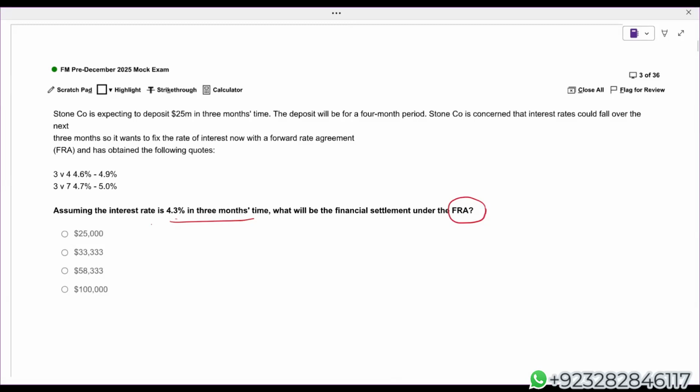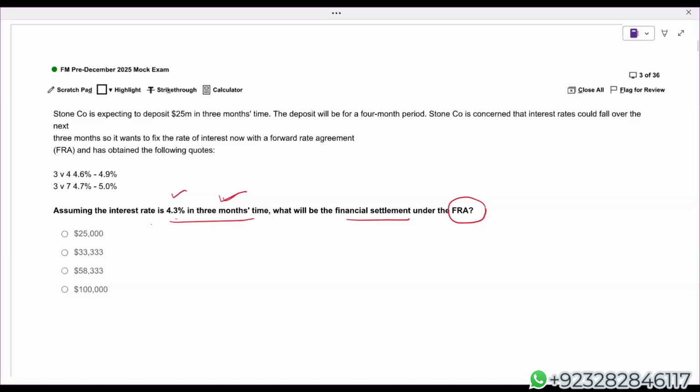Assuming interest rate is 4.3% in 3 months time, what will be the financial settlement under FRA? Examiner is just asking you to calculate the amount which either you will have to pay or receive due to FRA. Examiner is not asking us to show all the outcomes of FRA, or the actual interest. Examiner is asking us only one thing: what exactly we will be either paying or receiving due to FRA.